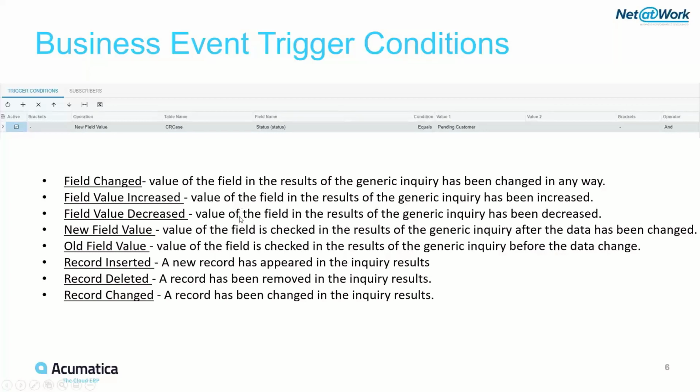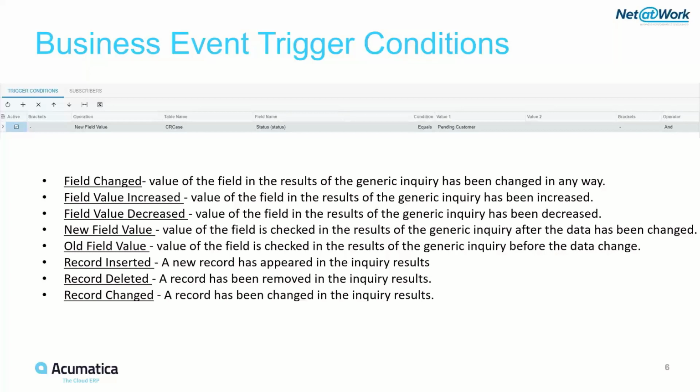For example, a new opportunity came in and you wanted to monitor that. And the old field value, the value of the field is checked in the results of the generic inquiry before the date change, something that was really old, and you can set your values of the date range for it to say, oh, this has been sitting here a while. We need to then alert you that it needs to be modified. Then we have record inserted, deleted, and changed, very similar to each other, which is something has appeared, been removed, or modified in a record on the generic inquiry.